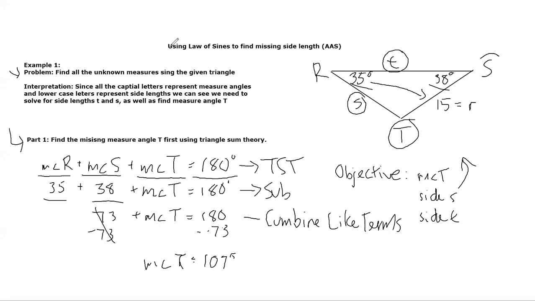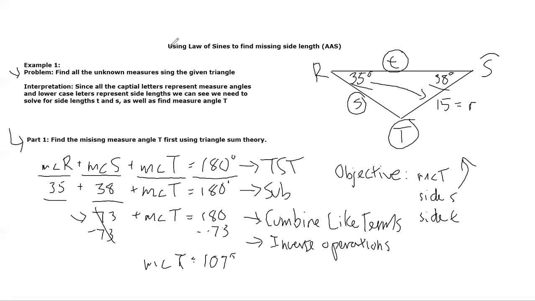It's a little bit of algebra, but it's okay. So combine like terms, right? So 35 plus 38 gives me 73. That's right here, should be a 73, in case you can't see that. Plus measure angle T is equal to 180. All right. So now I have to combine like terms. I also have to do what we call inverse operations.